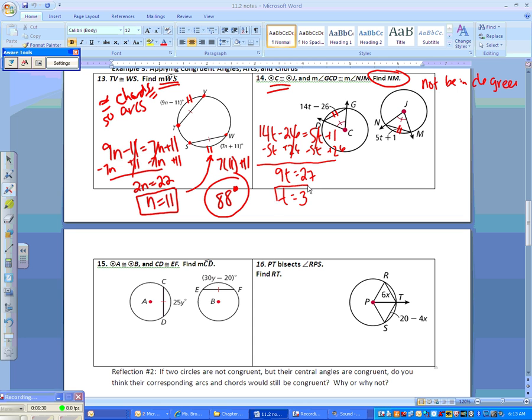And now we're almost done. We're going to go back and plug it in because we want to find out how long this segment is. So 5 times 3 is 15, plus 1 is 16. And that's how long that segment is. It's not in degrees. Only central angles and measures of arcs are in degrees.